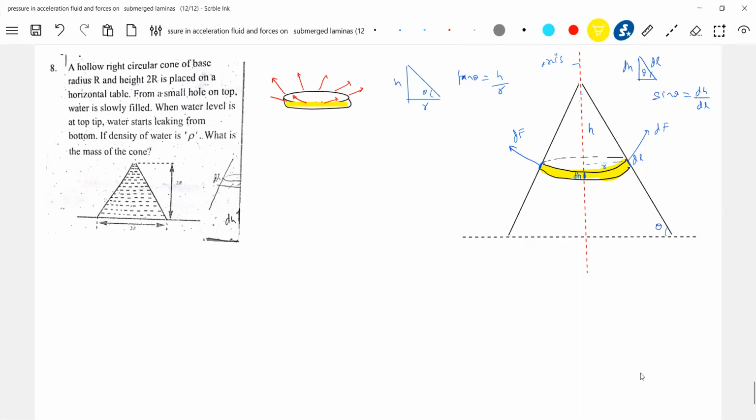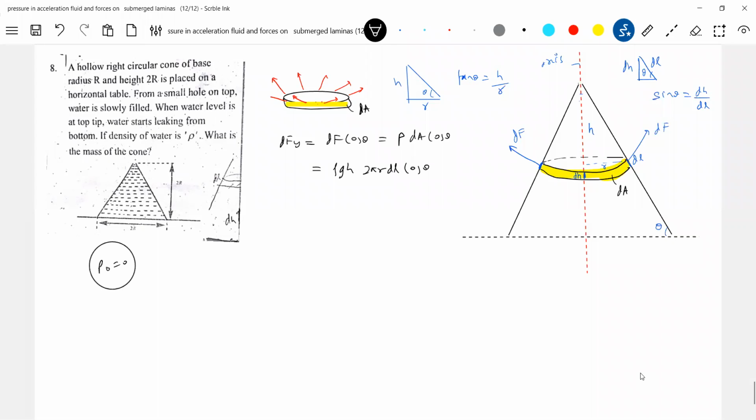Okay, now come to this one. So what is the net vertical component? dFy should be equal to dF into cos theta. What is dF? The force exerted by the liquid, that should be equal to pressure into area of this. So what is the area? Area of this circular strip. What is dA? It should be equal to 2 pi r dl. So what is the pressure at a depth? Rho gh. Neglect P naught. If you want, you can take it as P naught. So dA is 2 pi r dl, times cos theta.